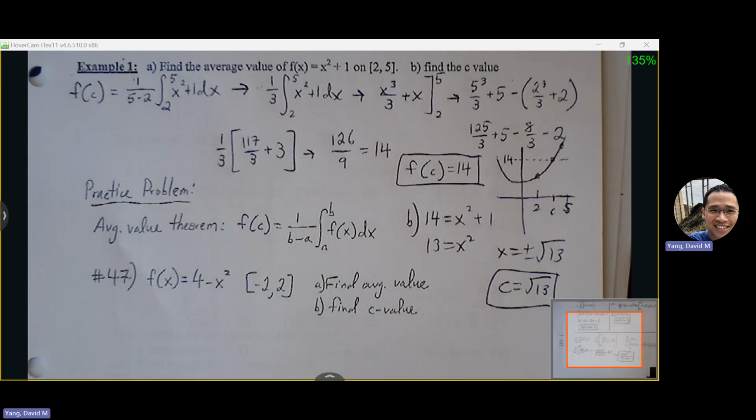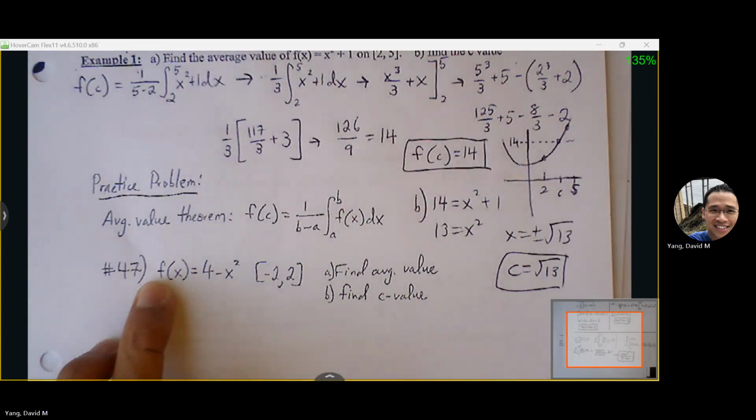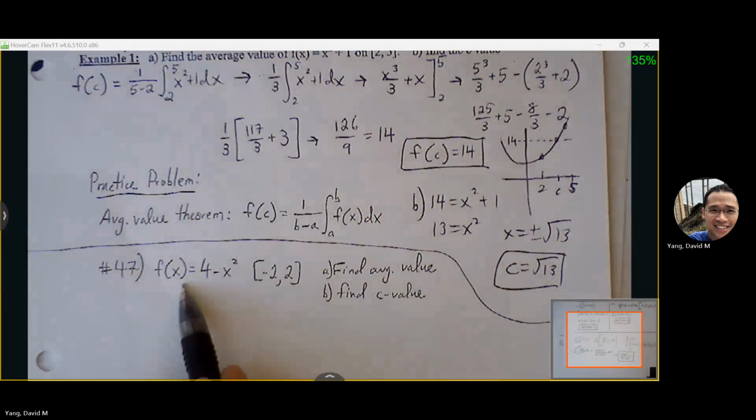All right, can we try 47 and repeat that process to see if all the steps make sense as you try it? So bottom of the page. You can use your calculator if it helps you.